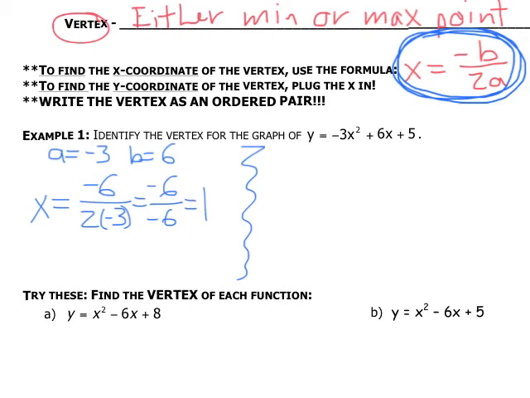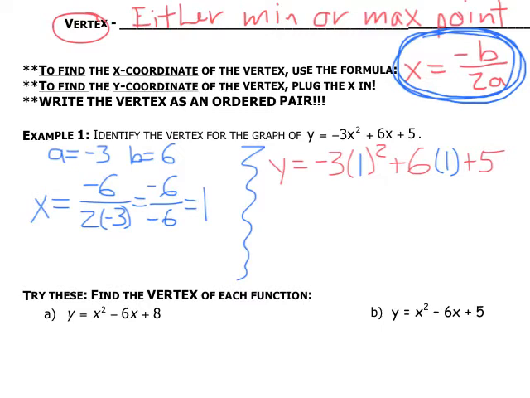Okay, so my function is y equals negative 3, and then in place of my x, I plug in my 1, squared, plus 6, and in place of my x, I plug in my 1, and then plus 5. So all I did was use the same function that I was given. Instead of these x's, I'm just going to put in the value I just found, which was 1. And now all I have to do is just work out this math.